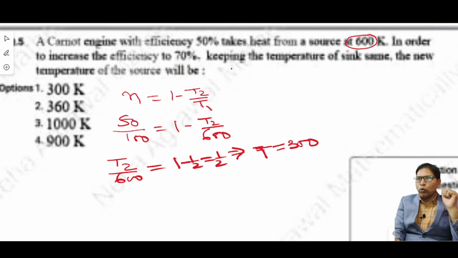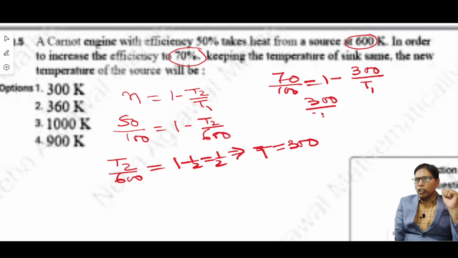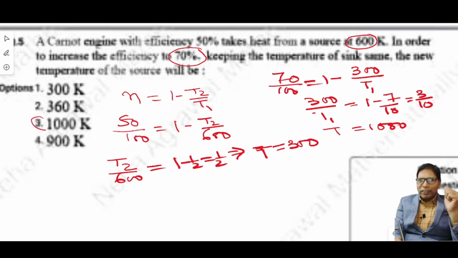Now, we have to calculate the temperature of the source when efficiency is 70%. So 70 by 100 equals 1 minus T2, where T2 is 300 Kelvin, divided by T1. So 300 divided by T1 equals 1 minus 7 by 10. 7 by 10 means 3 by 10, so 1 minus 7 by 10 equals 3 by 10. Therefore, T1 is equal to 1000 Kelvin. Option C is correct.